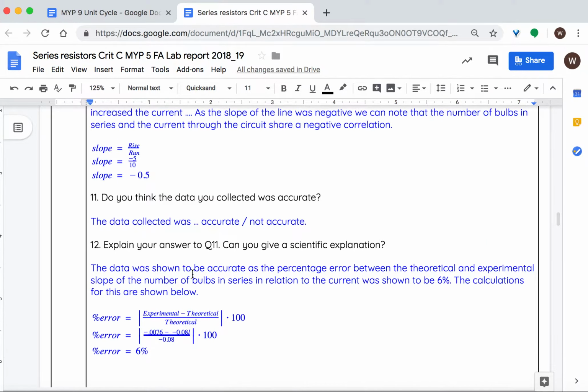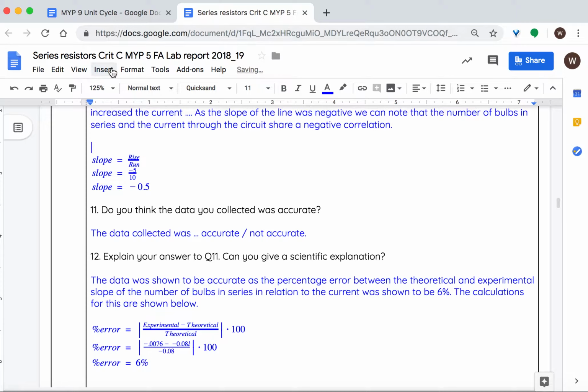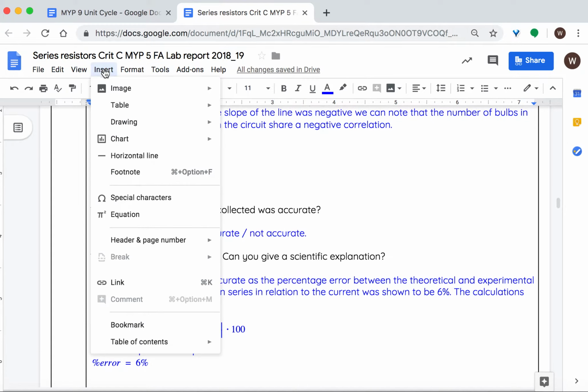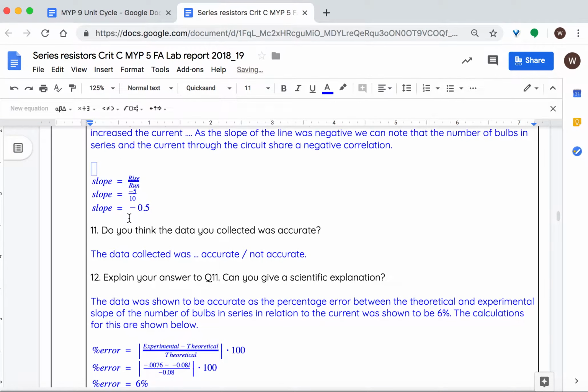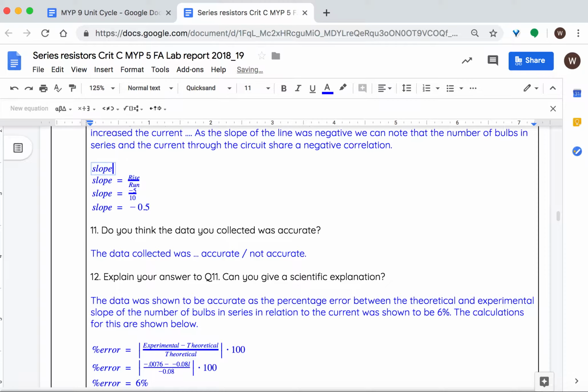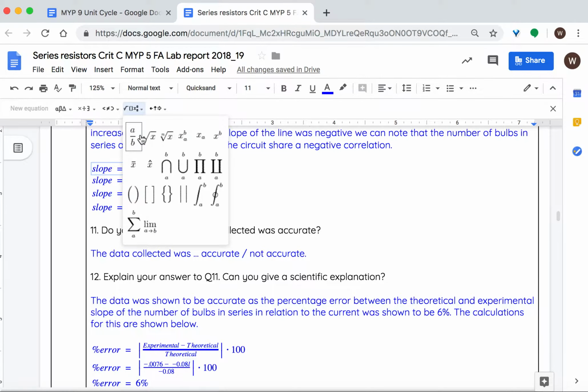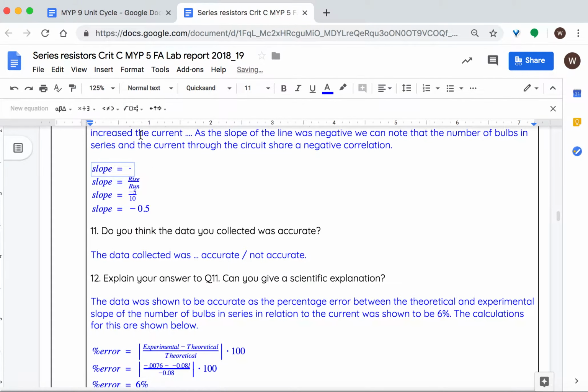If you are struggling, maybe you're back here and you're going, how on earth did he do this? So I'll show you how to do it quickly. All right, you go insert, then you go to equation. Then I want slope. I'm going to type in slope equals. And now if I want this rise over run thing, I'm actually going to click here and go AB. If I want to go around this, I just click the left or right arrow key.